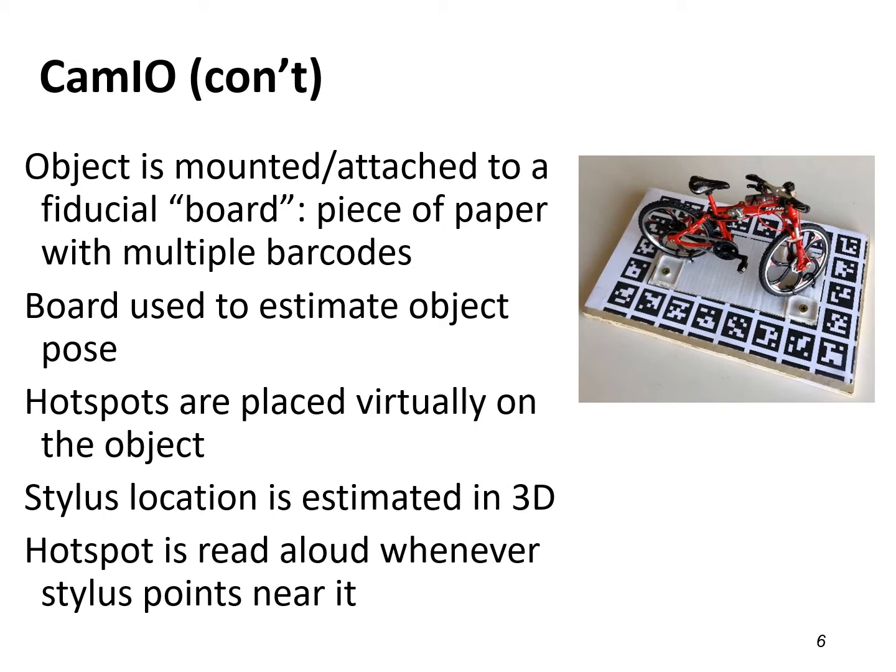The object of interest is mounted or attached to a fiducial board. This board has a bunch of barcodes on it. And the board is what allows CamIO to estimate the object pose. And then hotspots are placed virtually on the object. The location of the stylus tip is estimated in 3D. And then anytime the stylus gets close to a hotspot, the hotspot information is read aloud.